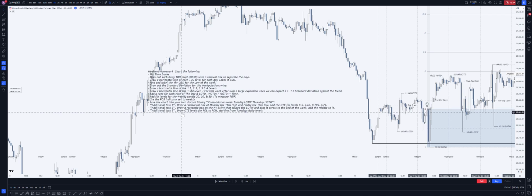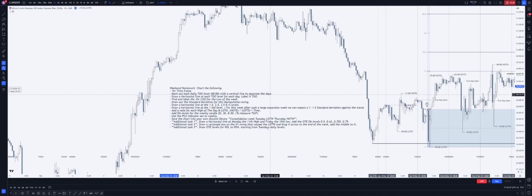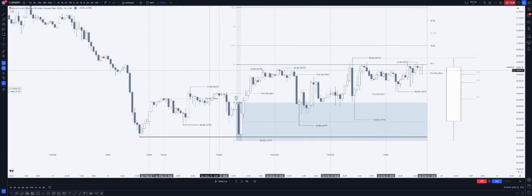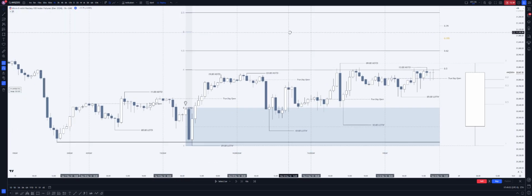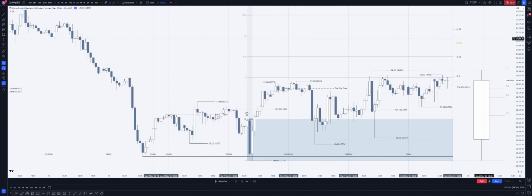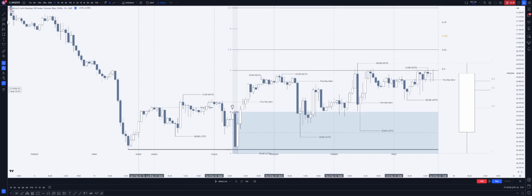Additional task 3, draw the optimal trade entry levels for PDO to PDH, starting from Tuesday's level. Let's have a look. I'm going to zoom in again. Get our fib tool again.